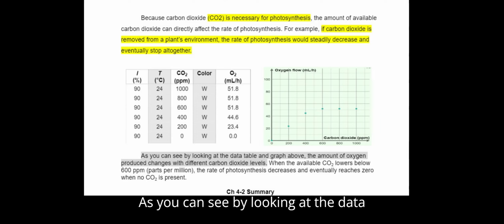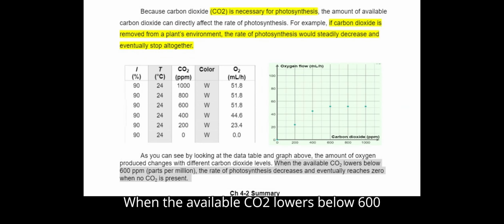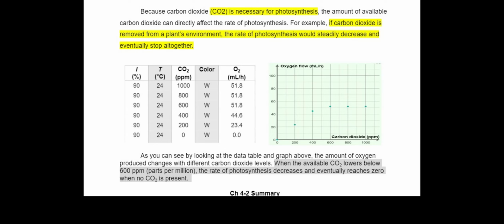As you can see by looking at the data table and graph above, the amount of oxygen produced changes with different carbon dioxide levels. When the available CO2 lowers below 600 ppm, parts per million, the rate of photosynthesis decreases and eventually reaches 0 when no CO2 is present.